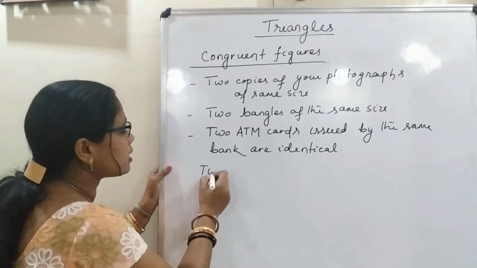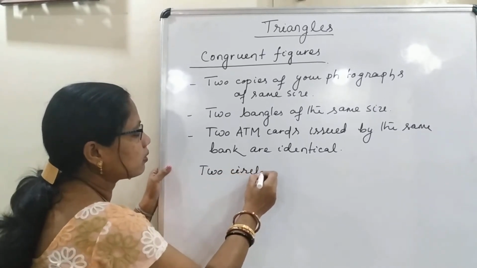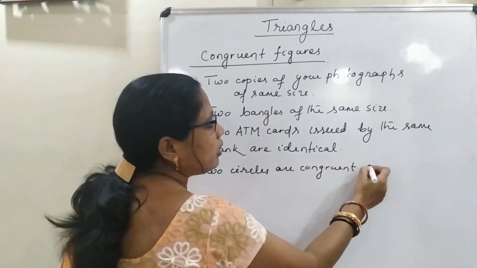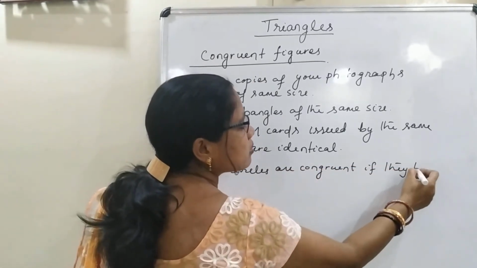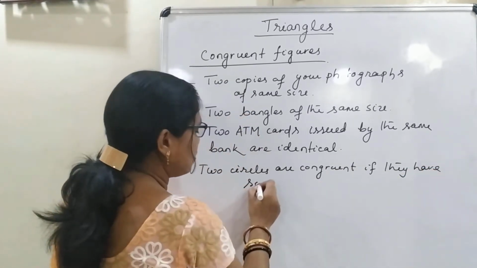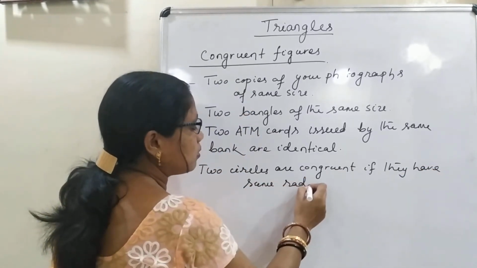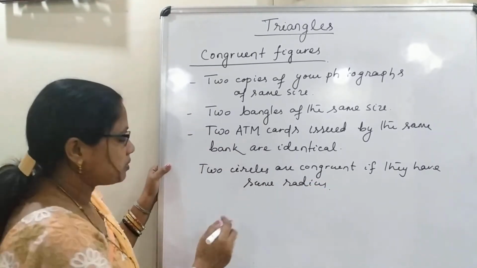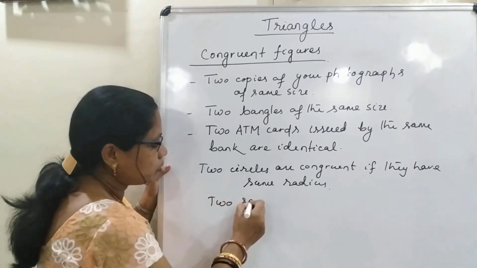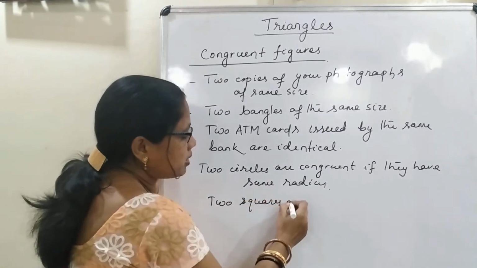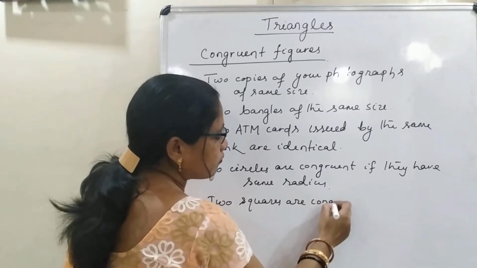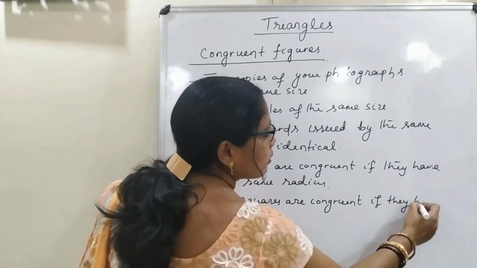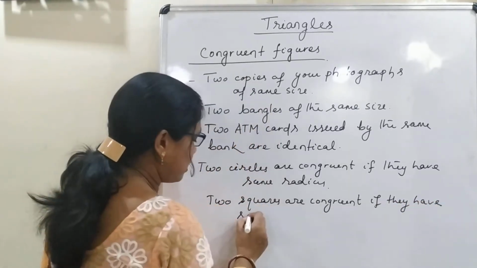So two circles are congruent if they have the same radius. And two squares are congruent if they have the same size.